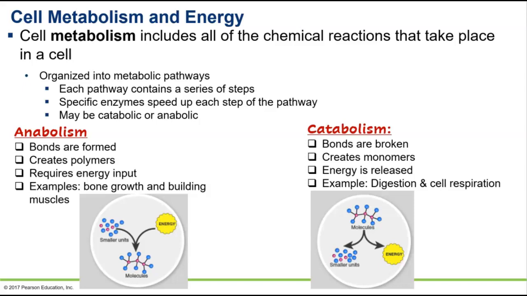Catabolism, or catabolic reactions, is when bonds are broken. As bonds are broken, polymers are turning into monomers. So large molecules are being broken down into smaller molecules. This is a process that releases energy. An example is digestion and cell respiration. So as the energy is released from catabolism, that energy that's freed from the bonds that are broken can be used for anabolic reactions to build things back up. So this is a cyclic process.